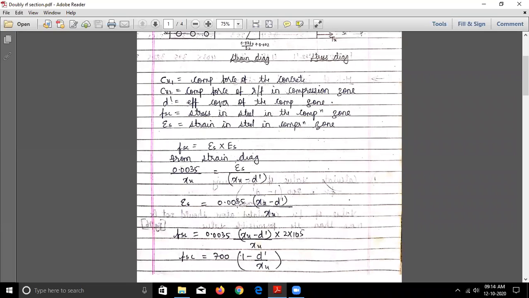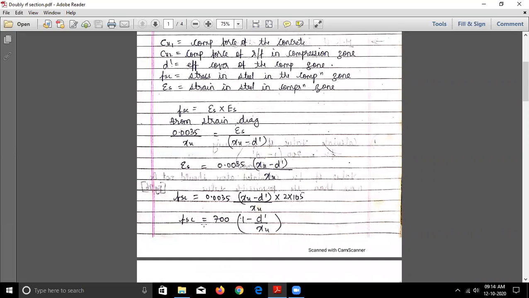We have got the value of strain, so just put the value of strain in this equation, fs equal to strain into Es. Now we will get this. If you just calculate this, you will get fsc equal to 700 into (1 minus d dash upon xu). This is something which you will have to remember, the equation for fsc. In these problems, we also have to find the value of fsc and then solve the problem. I hope how this equation is arrived at, how we have derived it, is clear now.